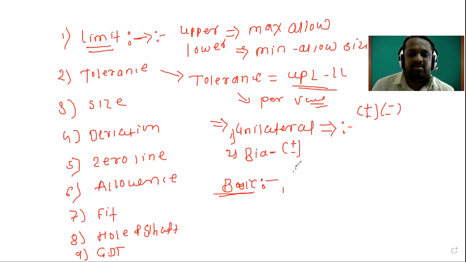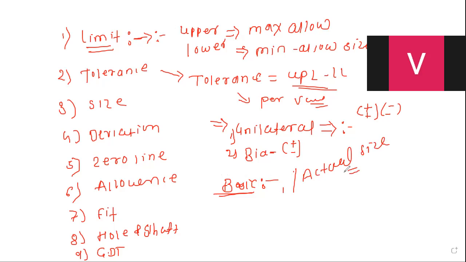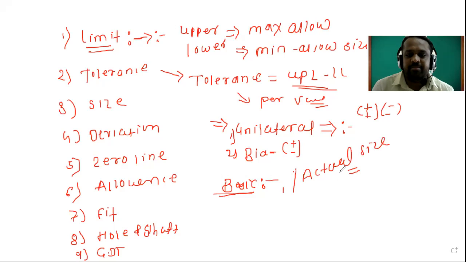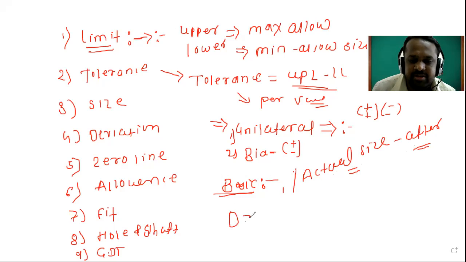Then what is meant by the actual size? The size of the part after production. Whatever actual size it shows after production is called the actual size. Then what is meant by the deviation?